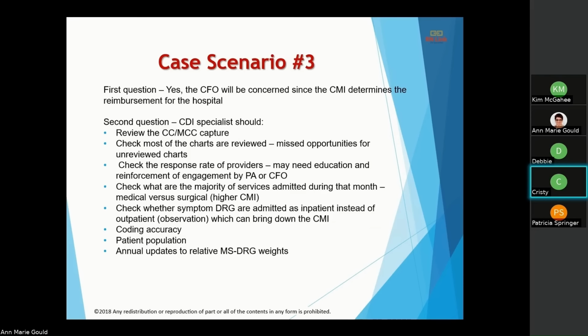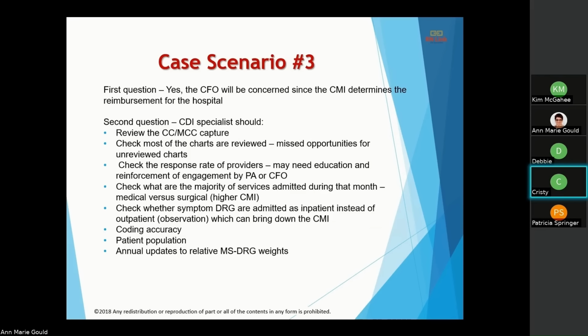So the missed opportunities are usually unreviewed charts. And then check the response rate of the providers, who may need education reinforcement or engagement by the PA or the CFO. At Memorial, the PA works with the CFO, so they always have a monthly meeting. They discuss the CDI program and what their expectations are. So education is very important, and reinforcement and buy-in by the CFO and PA is also very important.